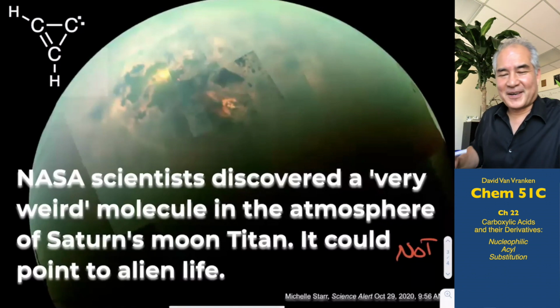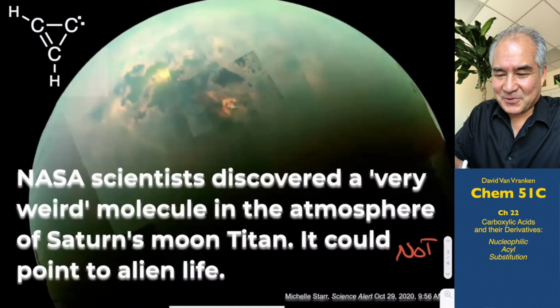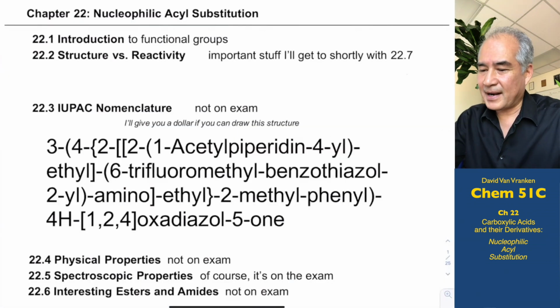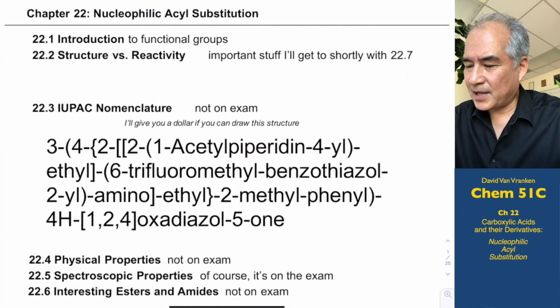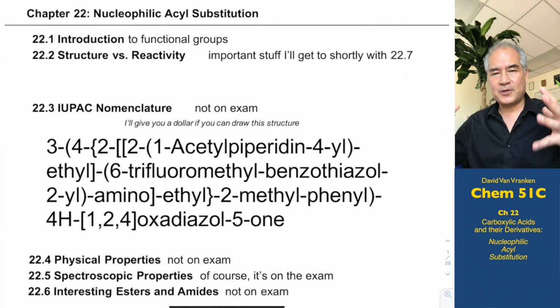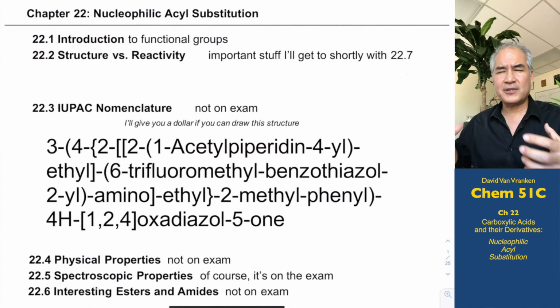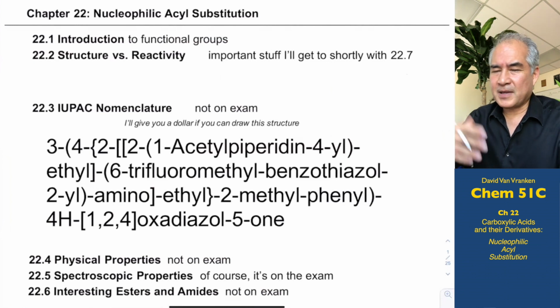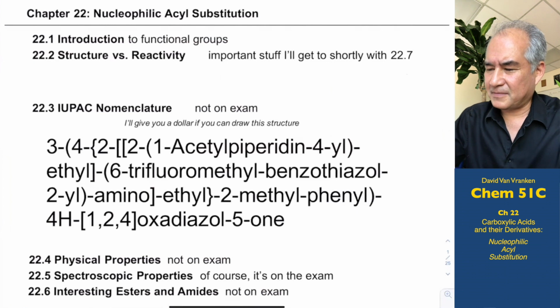So let's go ahead and talk about our chemistry for today. We are entering a new chapter, and I probably should have drawn a picture here to show what this chapter is about. We're starting chapter 22. We just finished an entire chapter on aldehydes and ketones: imines, enamines, acetals, Wittig reactions.